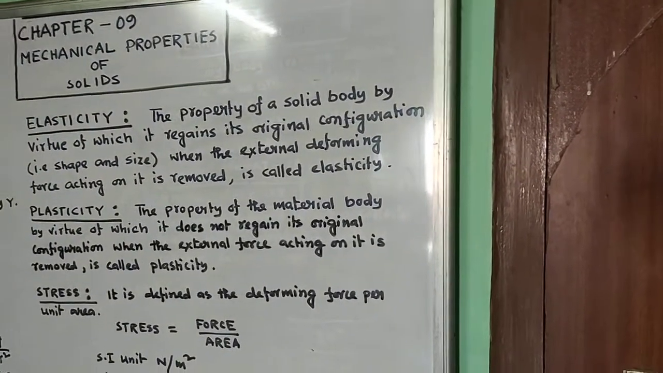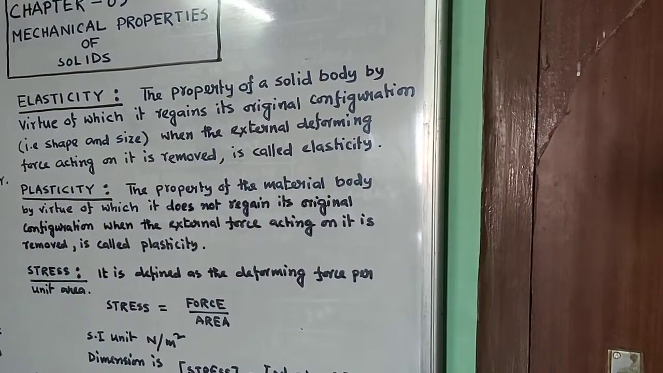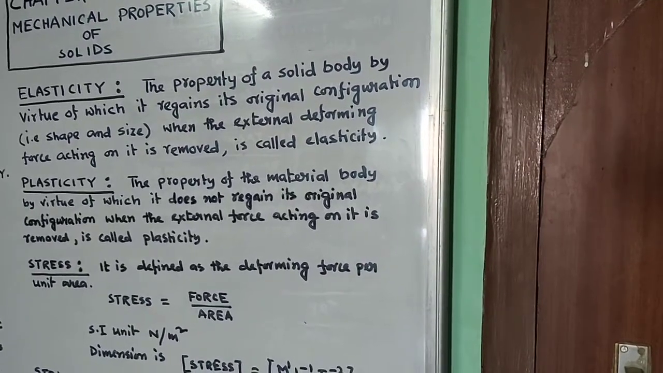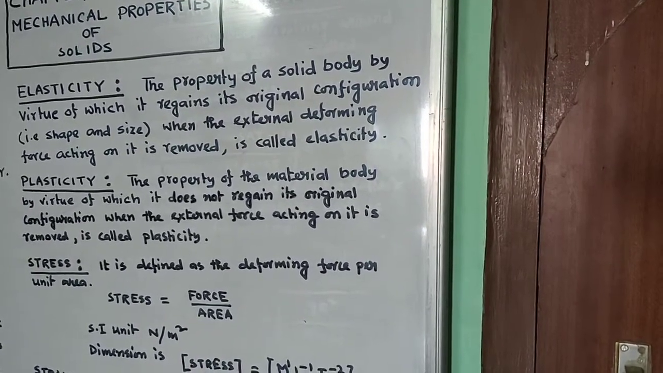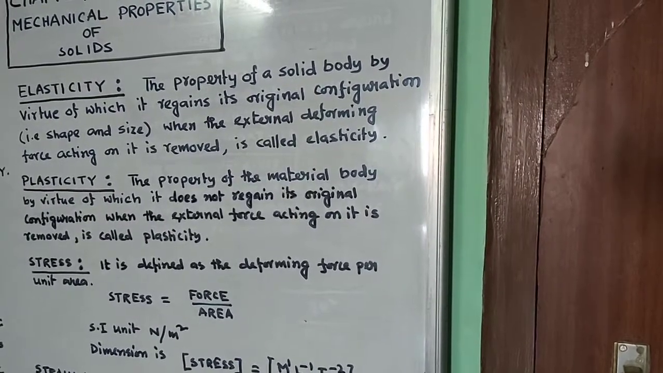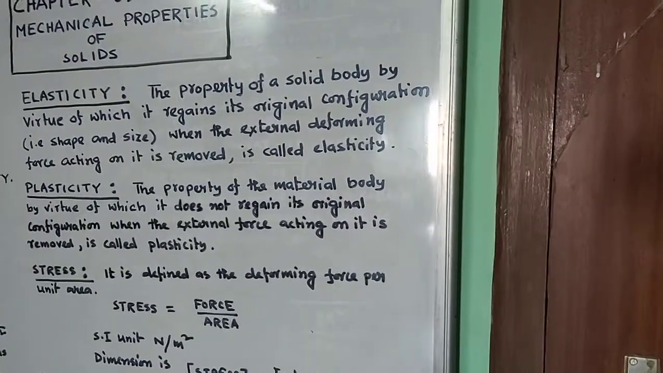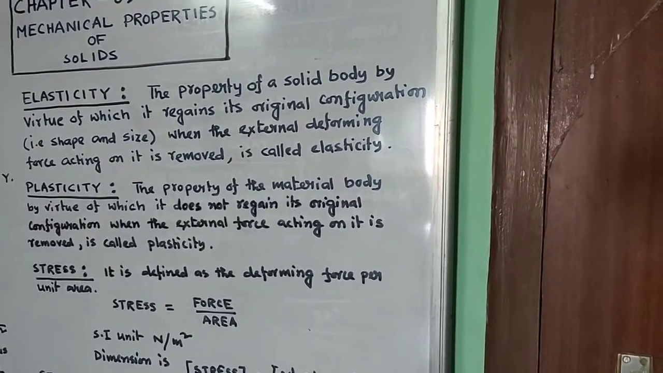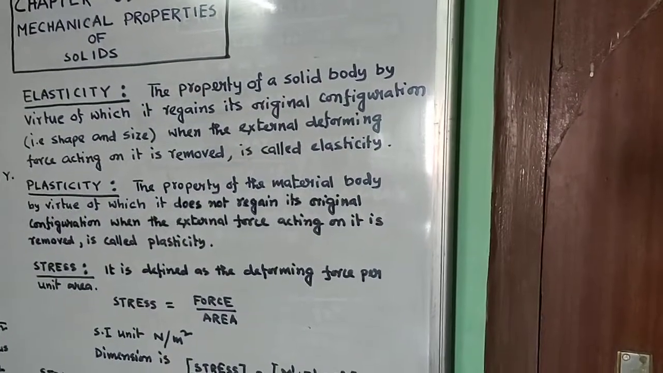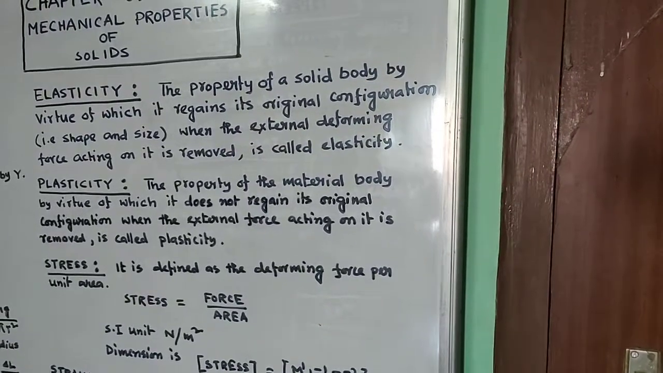And next one is plasticity. Plasticity is nothing but the reverse of elasticity. Let me read out the statement. The property of the material body by virtue of which it does not regain its original configuration when the external force acting on it is removed is called plasticity. So you see, plasticity is what? If you remove the deforming force and the object does not regain its configuration, then we say the material is plastic.